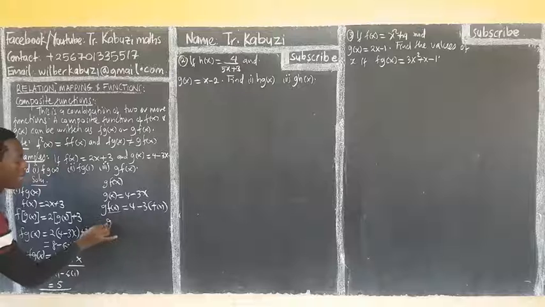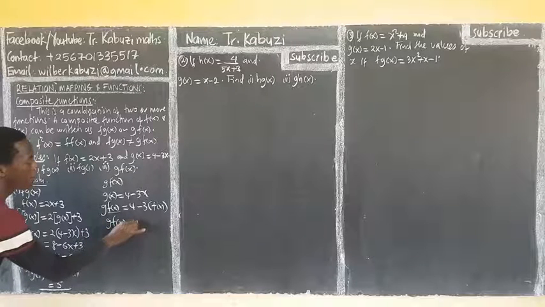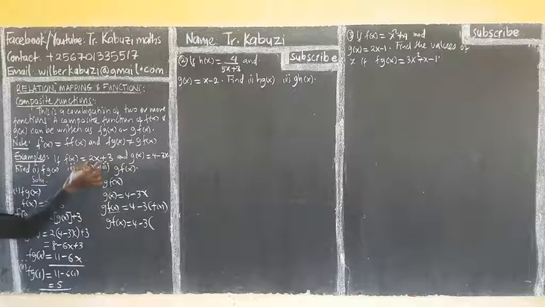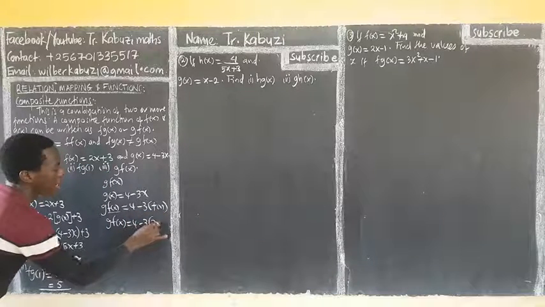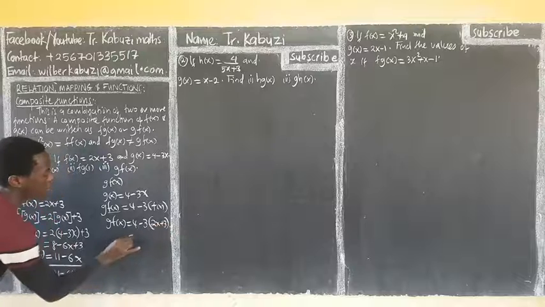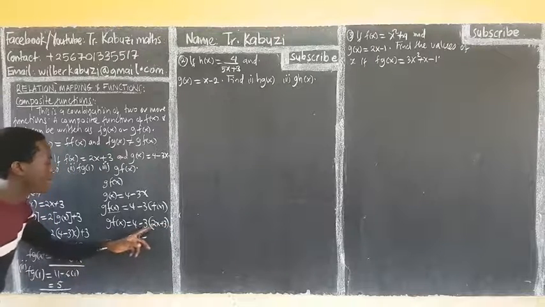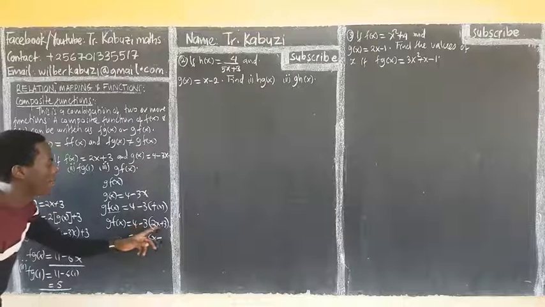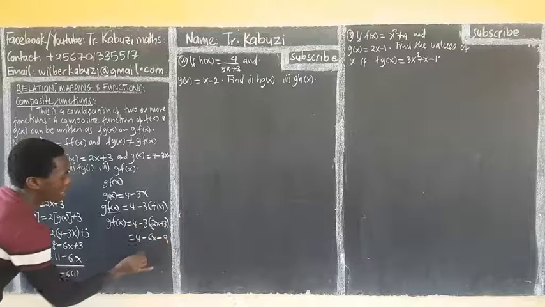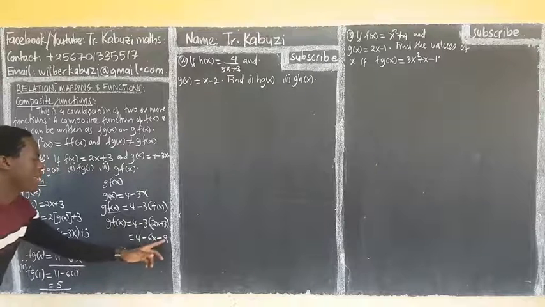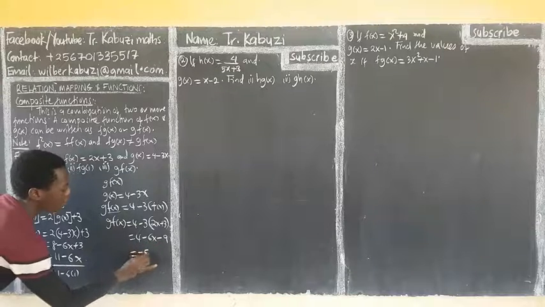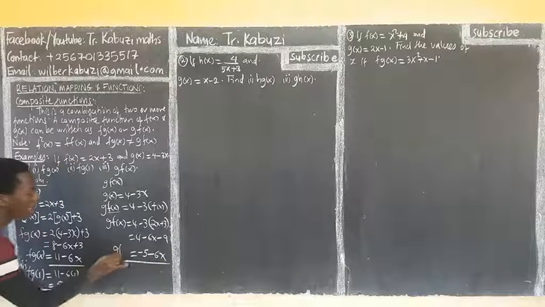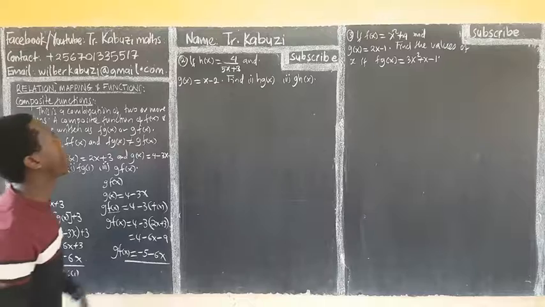So now my g f of x will be 4 minus 3 into my function f. Now my f is here as 2x plus 3. This will be 4, this times this, negative 6x, minus 3 times 3, gets minus 9. And you see 4 minus 9 gets negative 5, then minus 6x, and that will be your g f of x. Okay, as simple as that.